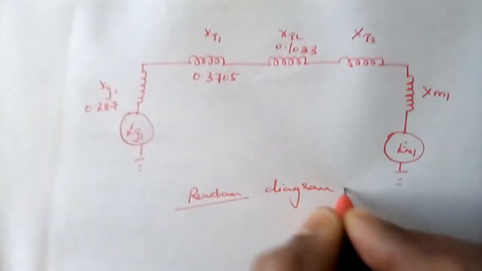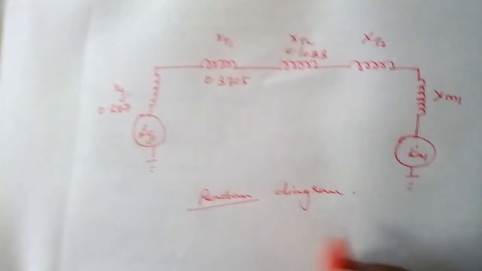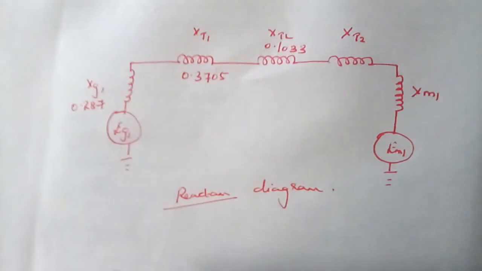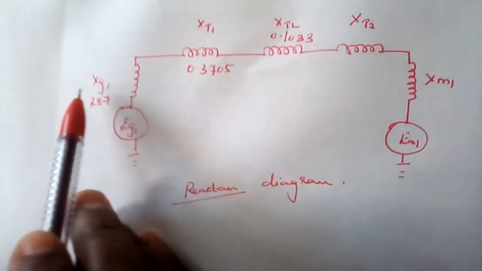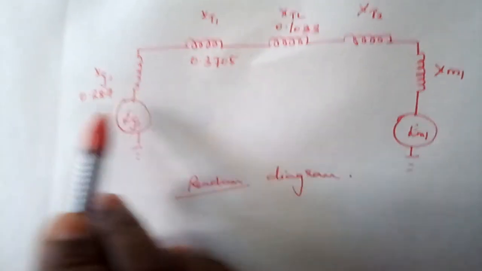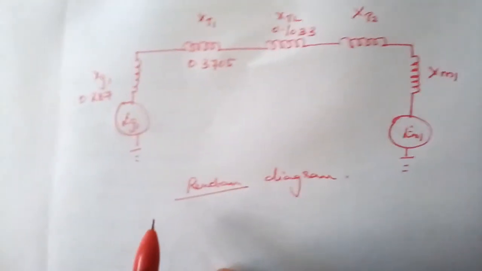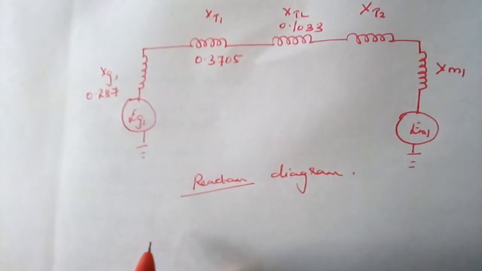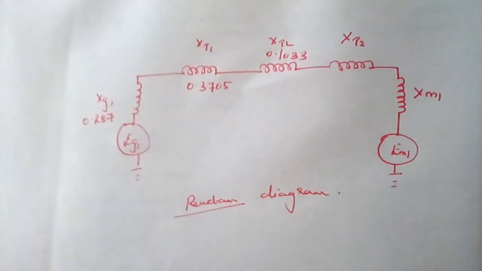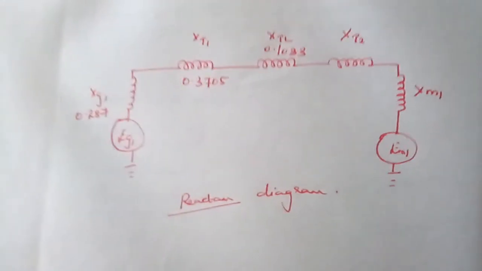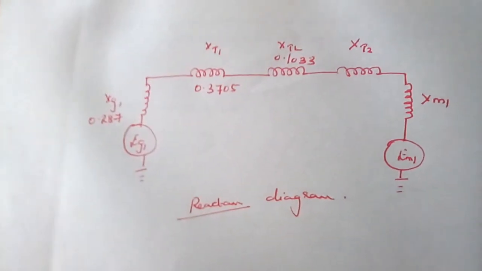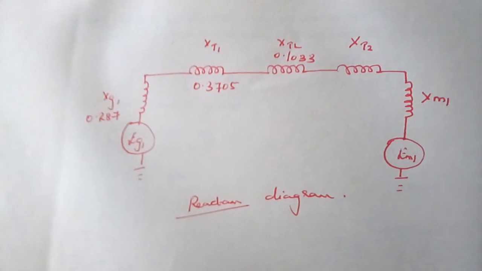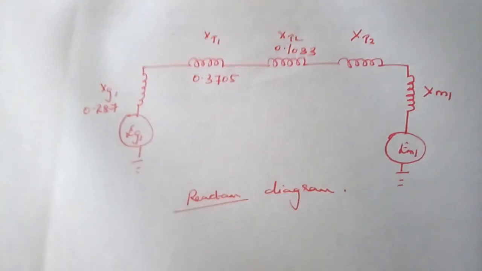In the question, it is given as the reactance diagram. If the question asks for the impedance diagram, it is also similar. Instead of X, you get the value as Z. The formula is the same; wherever there is X, you need to replace X with Z. Then you are able to calculate the Z per unit.